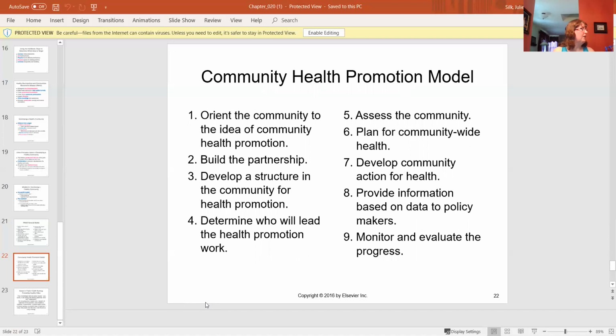Then going back to that community health promotion model, they orient the community to the idea of community health promotion. They build the partnership. They develop a structure in the community of health promotion. They determine who will lead the health promotion work. They assess the community. They plan for community-wide health. They develop community action for health. And then they provide the information based on data to policymakers, and then monitor and evaluate the progress.